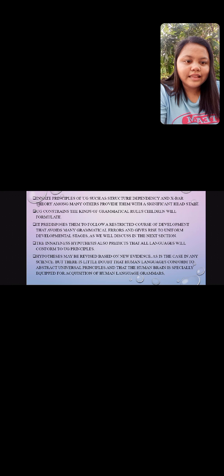The innateness hypothesis also predicts that all languages will conform to universal grammar principles. Hypotheses may be revised based on new evidence, as in any science. But there is little doubt that human language conforms to abstract universal principles and that the human brain is especially equipped for acquisition of human language grammar.